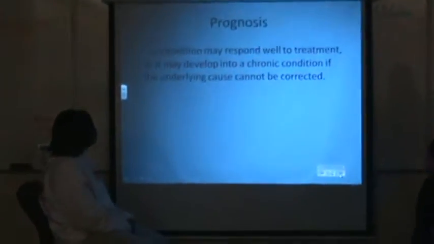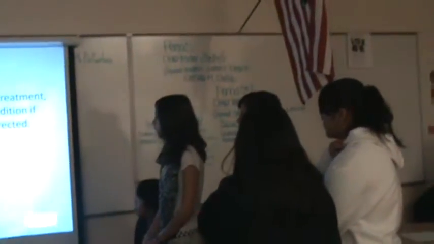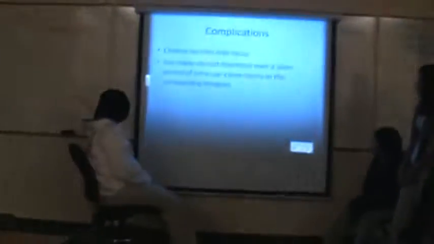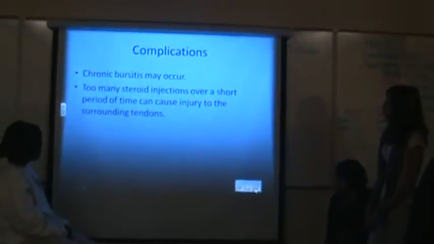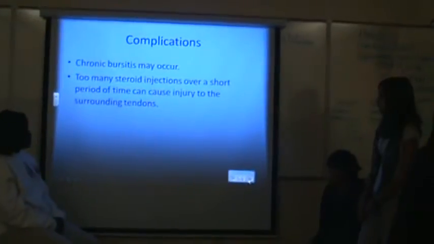Prognosis: the condition may respond well to treatment, or it may develop into a chronic condition if the underlying cause cannot be cured. Prevention: avoid activities that include repetitive movements of any body part. Complications: chronic bursitis may occur. Too many steroid injections over a short period of time can cause injury to the surrounding tendon.